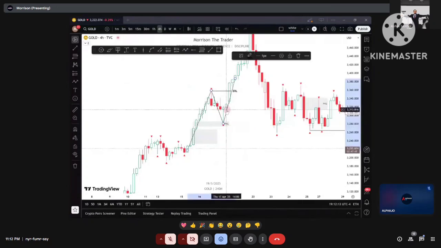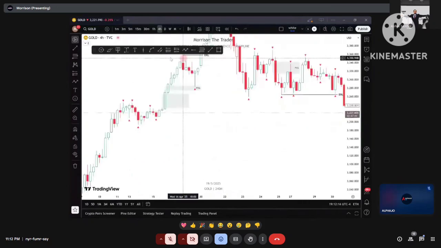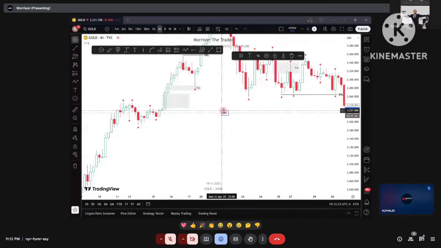So first of all, I'm really sorry that I didn't write this down. First of all, you are looking for your 4 hour structure, either a downtrend or an uptrend. And then the next thing that you are looking for is fair value gaps in that structure.